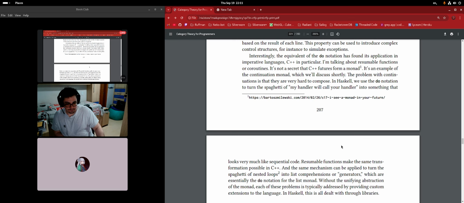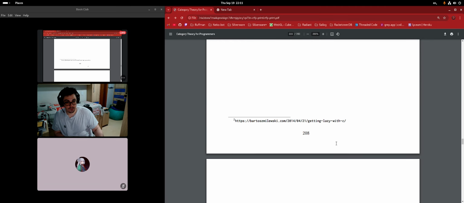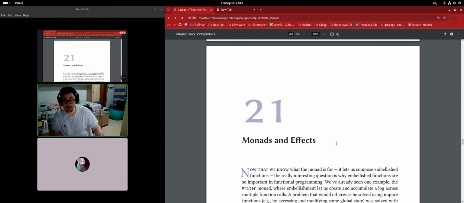And then it's basically saying that we have other applications such as nested loops, list comprehensions or generators. And if you do not have the abstraction of the monad, you typically have to address these things with other parts of the language. And in Haskell, this is dealt with by the libraries. And that's kind of it for today.